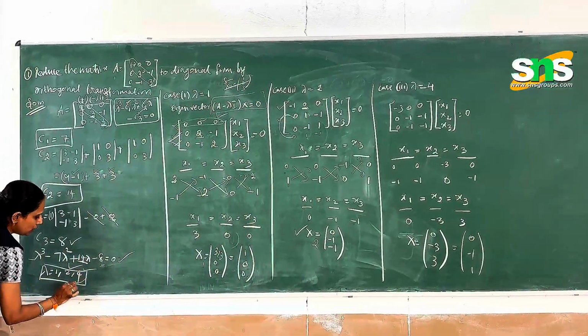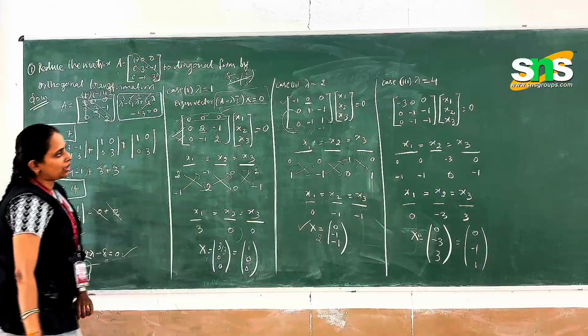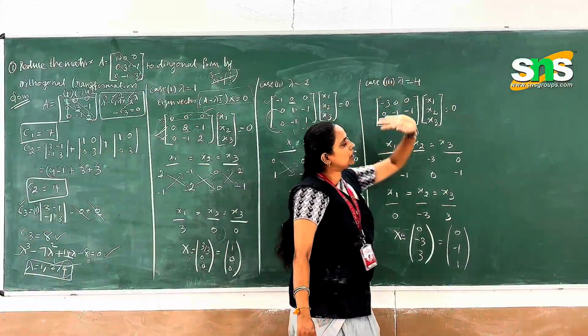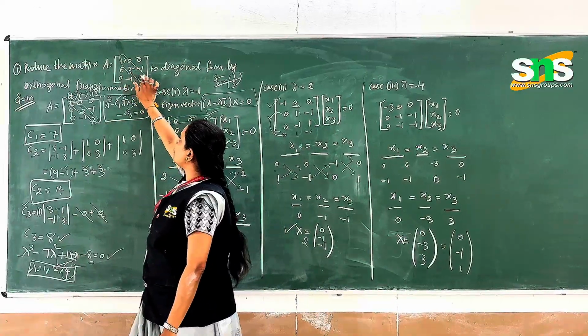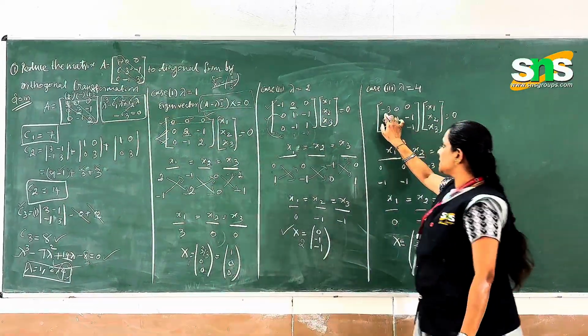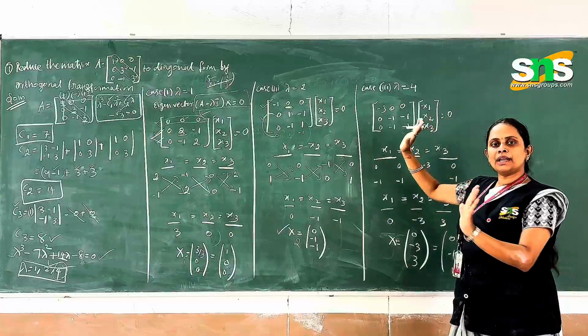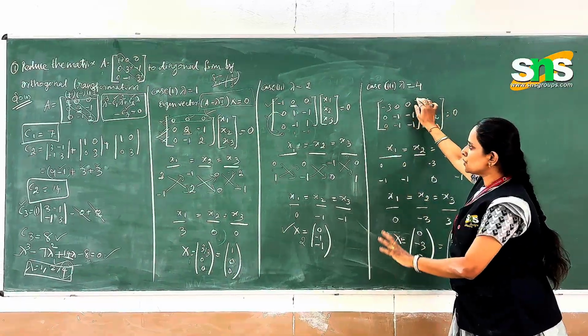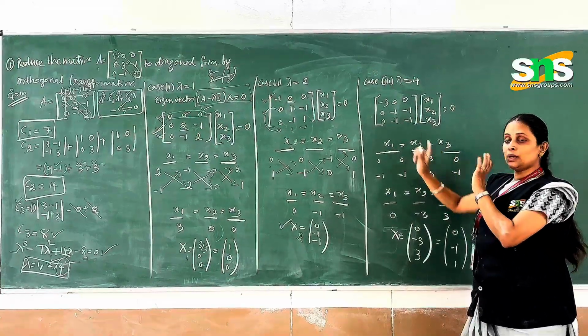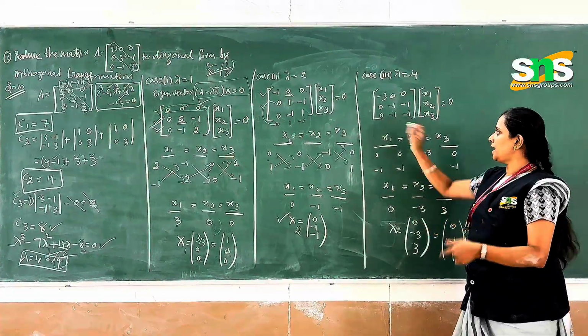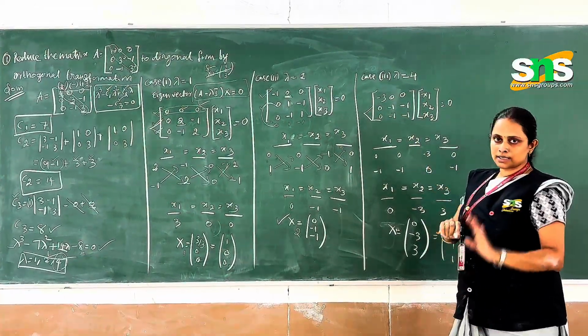Then we take case 3. Case 3 is lambda equal to 4. If we substitute lambda as 4, 4, we get minus 3, minus 1, minus 1. The remaining elements are the same: 0, 0, 0, 0, minus 1, minus 1. Then see, are the 3 equations the same or different? Yes, the second and third are the same.